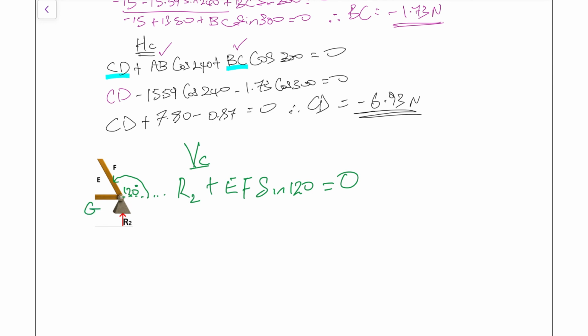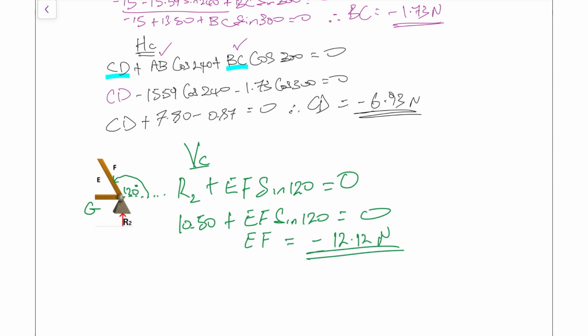So we're going to go ahead and solve this now. We already know that R2 is 10.50. So that leaves us with just EF to solve. Let's solve for EF, and we'll cut to the chase once again. For EF, it's simply going to be negative 10.50 divided by sin 120. That gives us for EF negative 12.12 newtons. So that's it for EF.